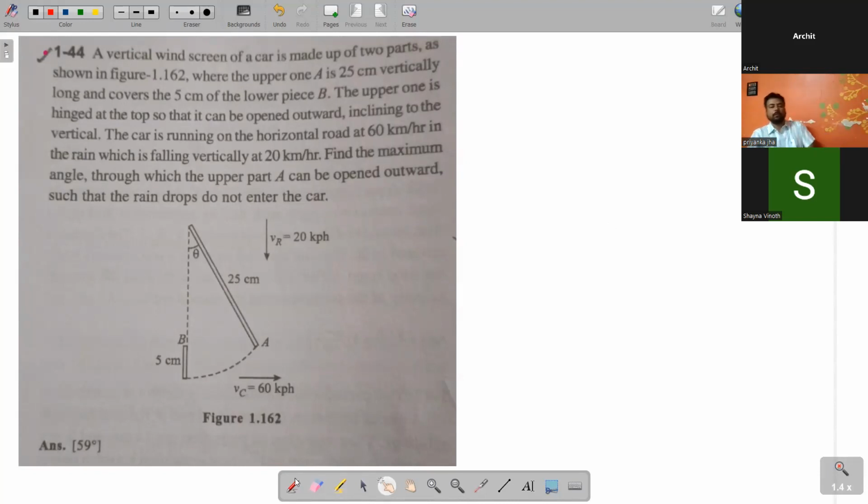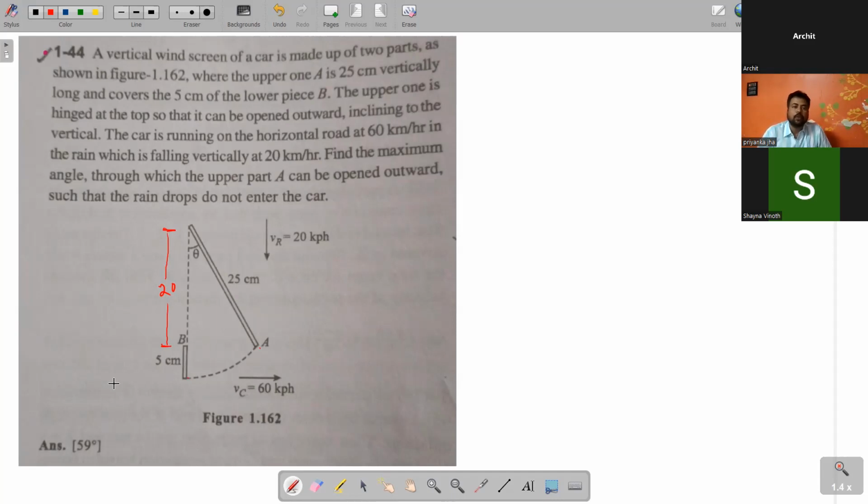See, let me tell. A vertical wind screen of a car is made up of two parts, as shown in the figure. The upper one A is 25 centimeter vertically long and covers 5 centimeter of the lower piece. So when it comes over here, it will cover this. So this distance is 20 centimeter from here to here.